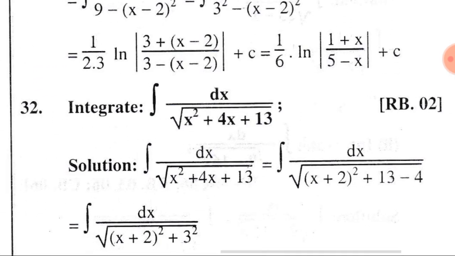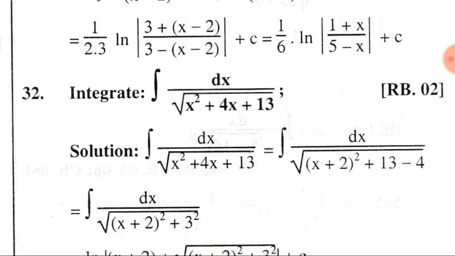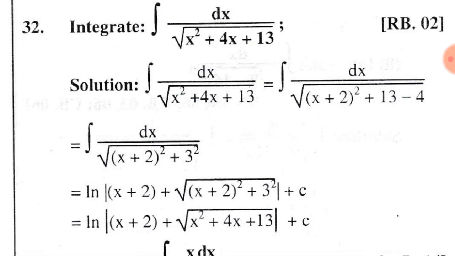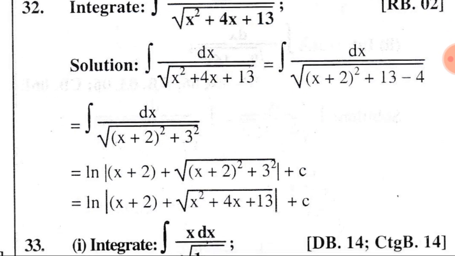Since inside the square root there is a quadratic expression, making it square we get integration dx whole divided by square root of x squared plus 4x plus 13. We can write here the integration dx whole divided by square root of (x plus 2) whole square plus 3 squared. Then here we know a standard form that integration dx whole divided by square root of x squared plus a squared can be written as ln of x plus square root of x squared plus a squared plus c.